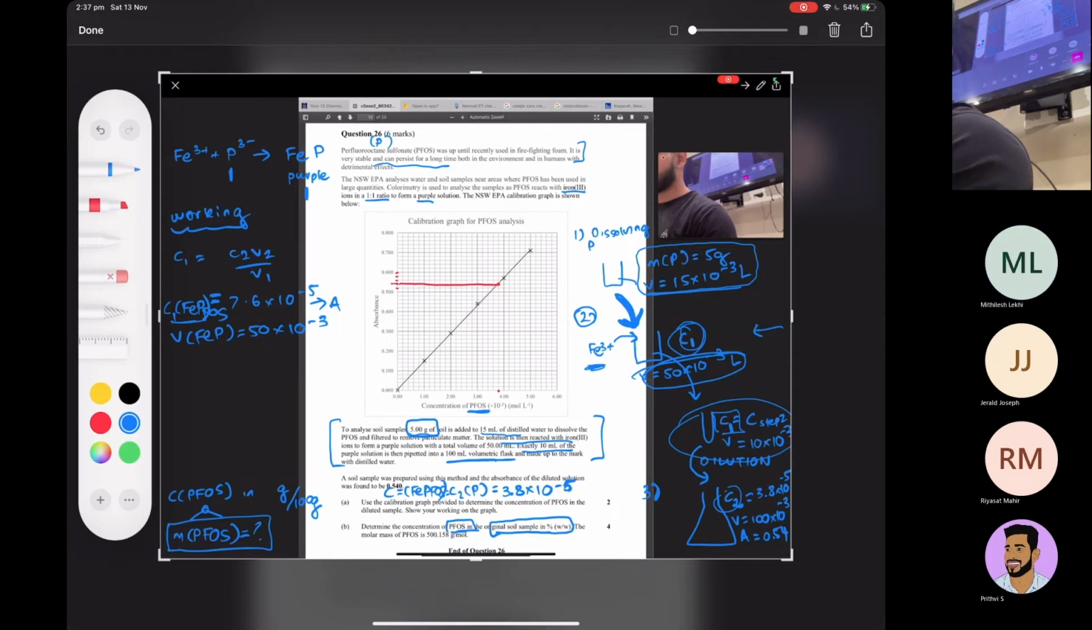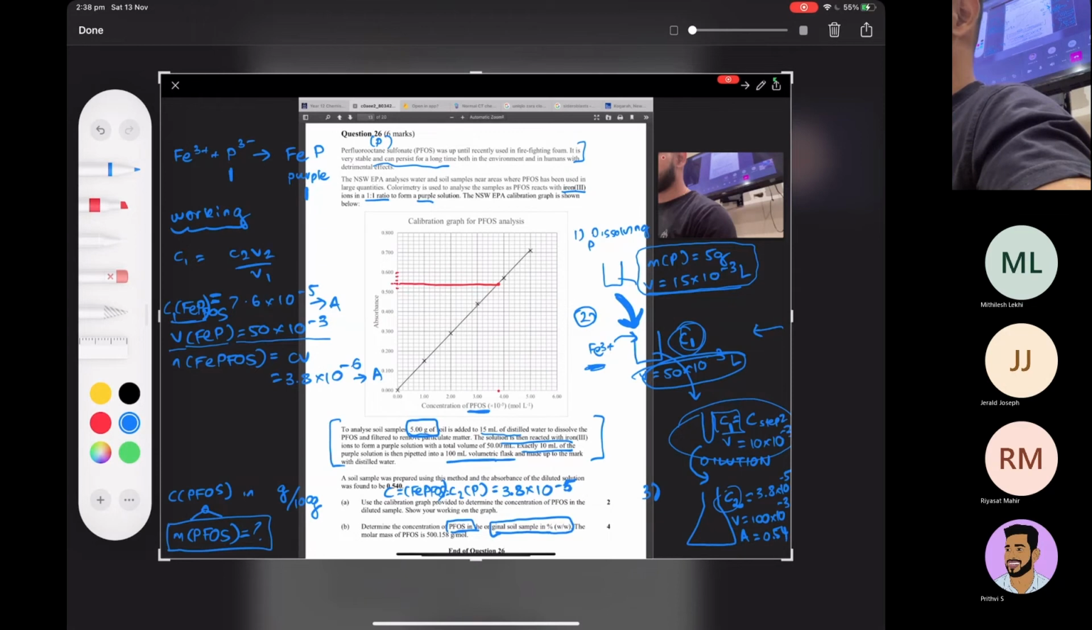Which part? So we've currently found C1 of FePFOS. I've got V of FePFOS is this value here. What can I find now? The moles in there. Okay, sure, let's do that. So the number of moles of FePFOS is equal to CV. What do we get, everyone? Quickly, whoever gets it fastest. So Gerald, Mithlesh, if you get the answer, just shout it out. Good. Did everyone get this?